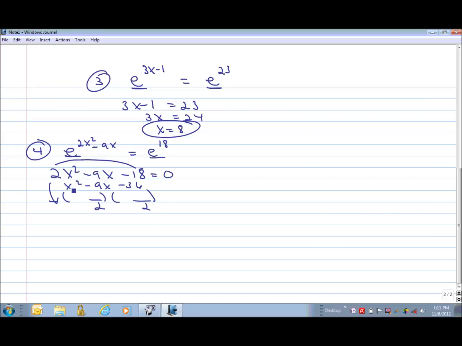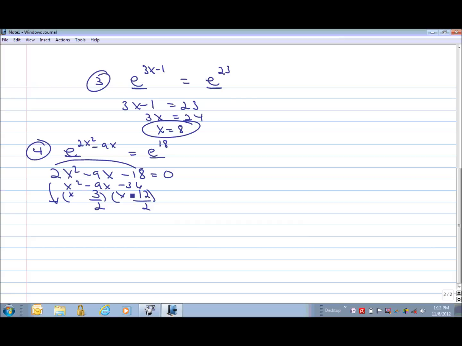So let's just look at factoring. We have x and x. Multiply to 36 and add to 9. If we're going to multiply to 36 and add to 9, I believe we're going to get 3 and 12.